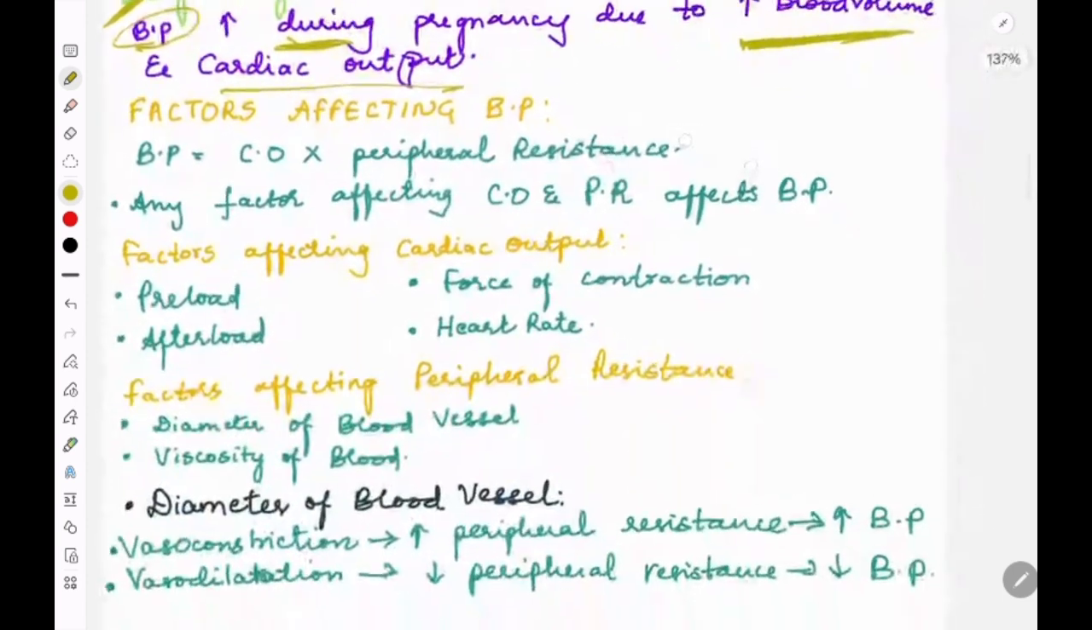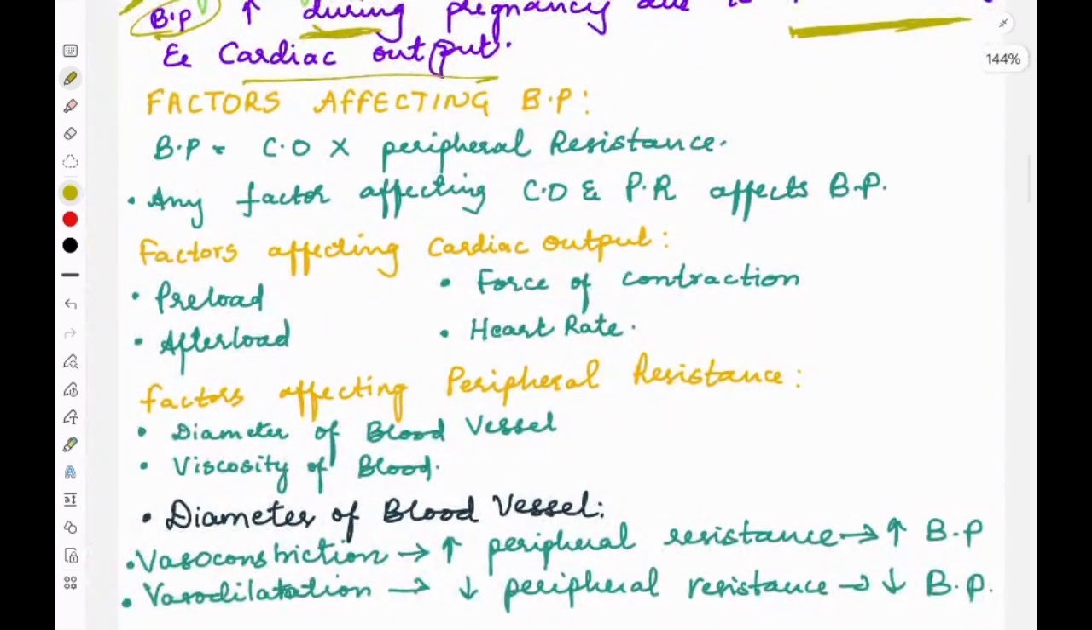Now we are going to discuss the factors affecting BP. We'll not take much time to cover them, because the factors that affect BP are the factors that affect the cardiac output. Whatever factors affect the cardiac output will affect BP. That means there is a relation between blood pressure and cardiac output.